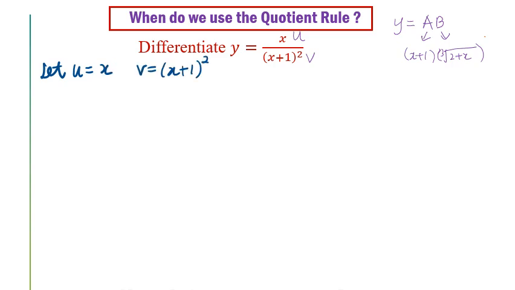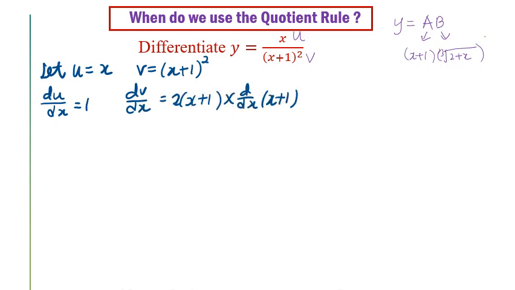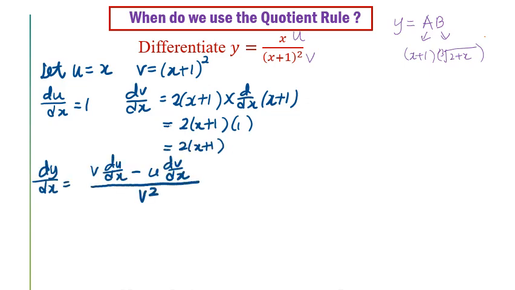Right, so you let u equal to x. So du over dx will be 1. That's easy. And then you find the derivative of v. Okay, this part is easy. Right, so your formula for the quotient rule, this is the formula for your quotient rule. All right, so you just have to memorize it, and it's not difficult.